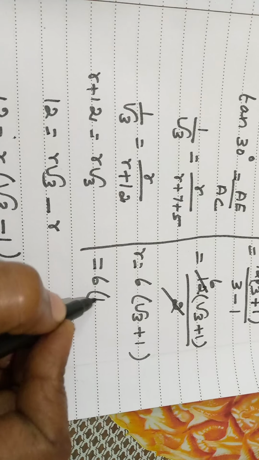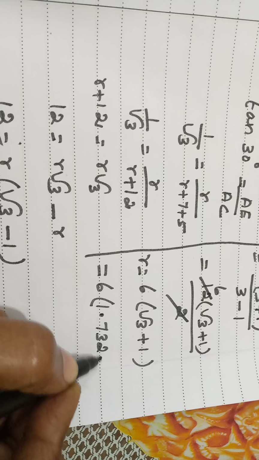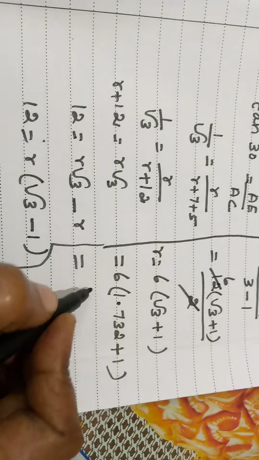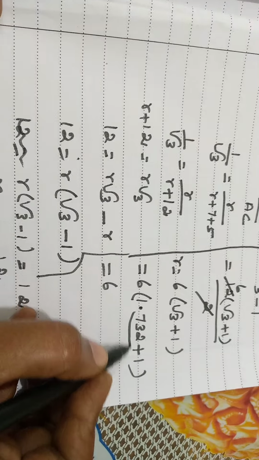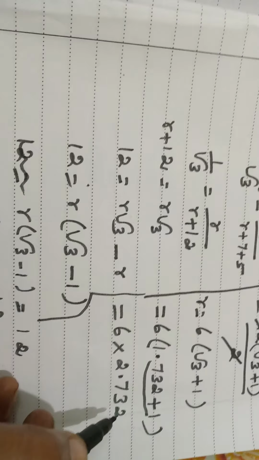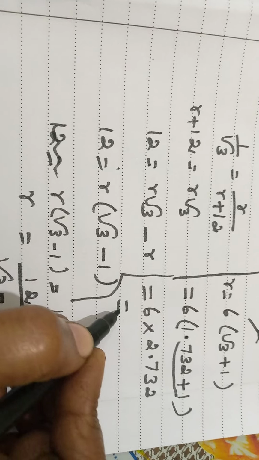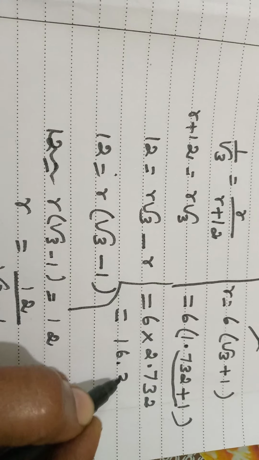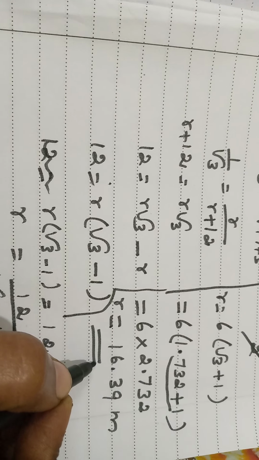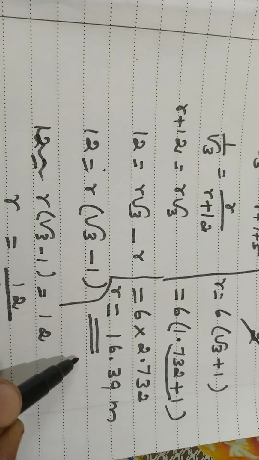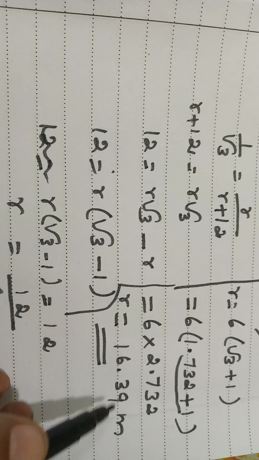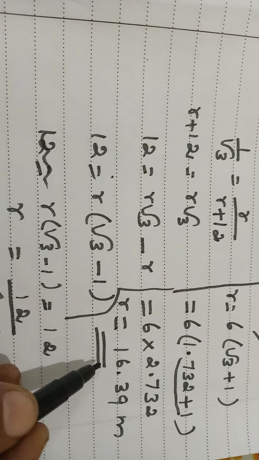which is equal to 6 into, what is root 3? 1.732 plus 1, which is equal to 6 into, this both value add it, 2.732. Okay, multiply, what we get, 16.39 meter we will get. Therefore R is equal to, therefore radius of the dome is equal to, last answer you have to write, radius of the dome is equal to 16.39 meter. Understood, students?